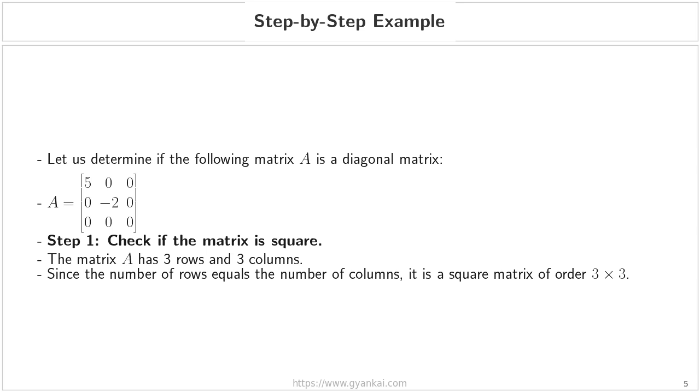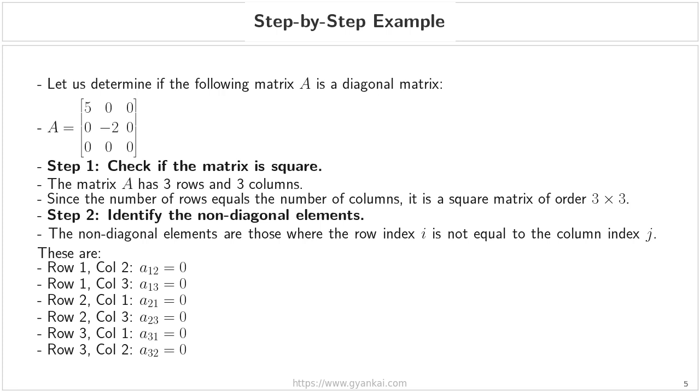To solve this, we will follow a systematic three-step process. Step 1. We must first check if the matrix is square. As we discussed in the introduction, a diagonal matrix must be square by definition. Looking at matrix A, we can see it has 3 rows and 3 columns. Because the number of rows equals the number of columns, it is confirmed to be a square matrix of order 3 by 3.